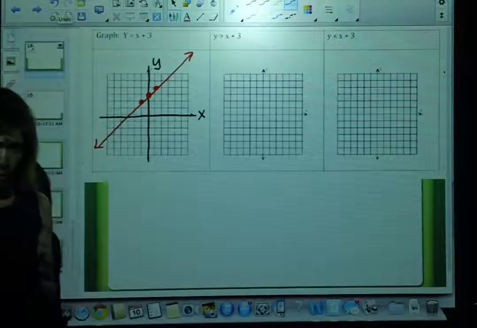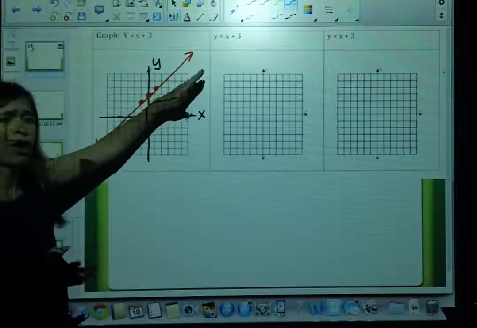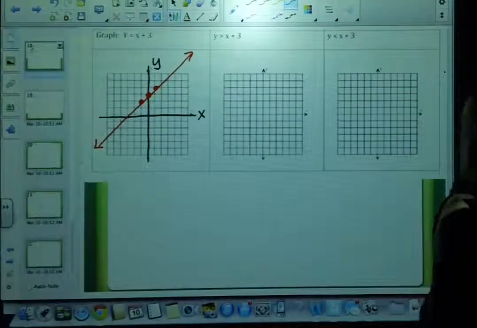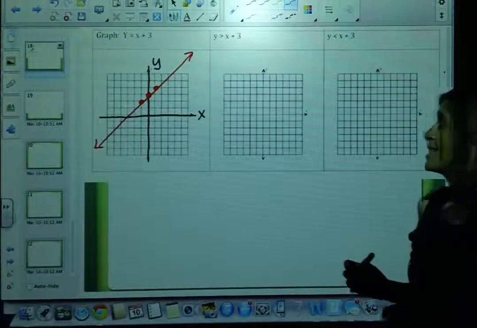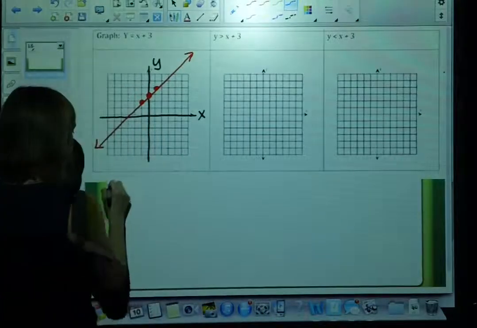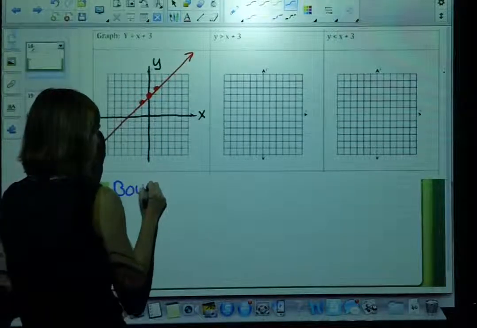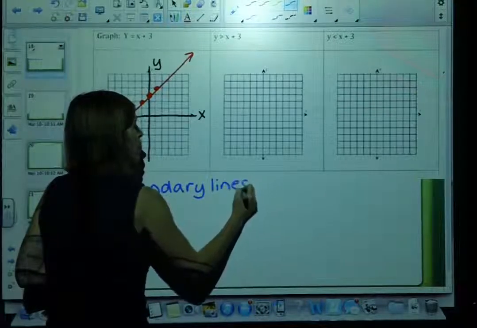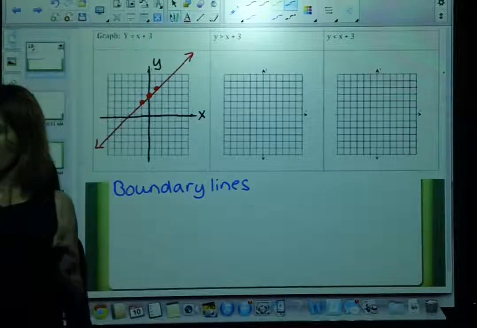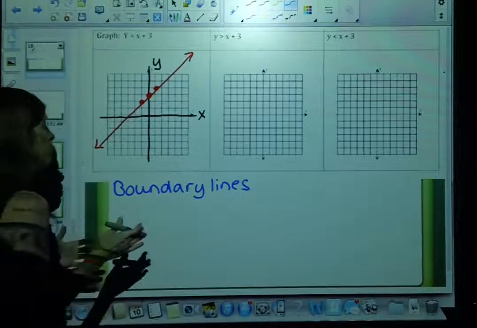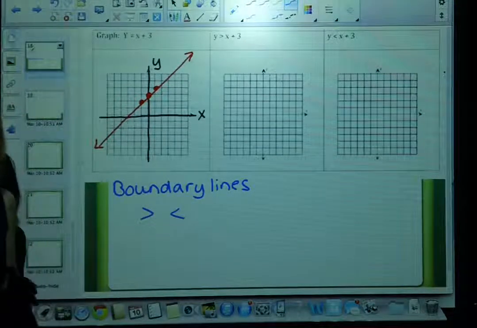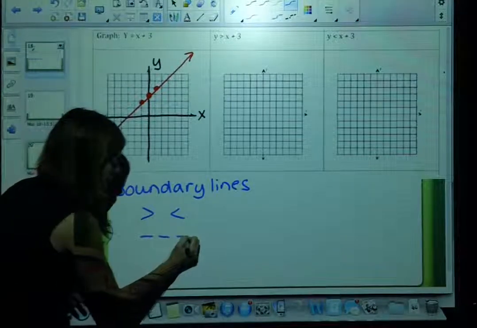All right, so today we're not going to be graphing equations of lines. We're going to be graphing inequalities, okay? So there's a couple of things that you need to know. When we draw the line for an inequality, you're going to be drawing either a dotted line or a solid line. Dotted lines are called boundary lines. Boundary lines are the line breaking up the inequality into 2 parts. If it's greater than or less than, so not equal to, you're going to use a dotted line.